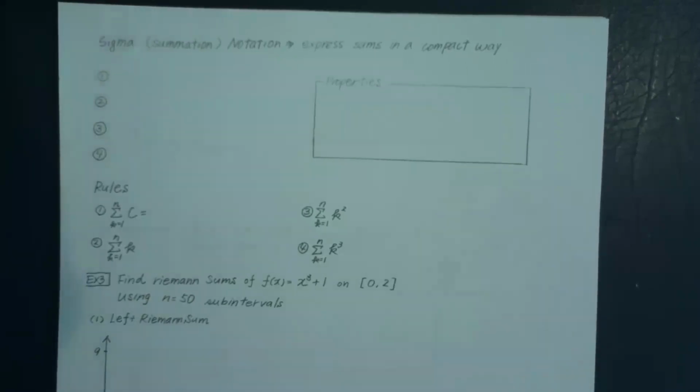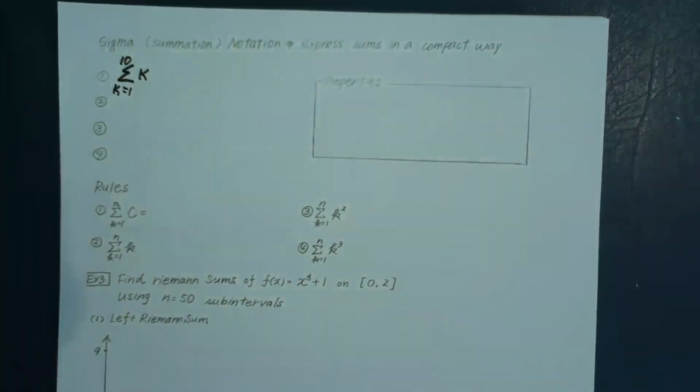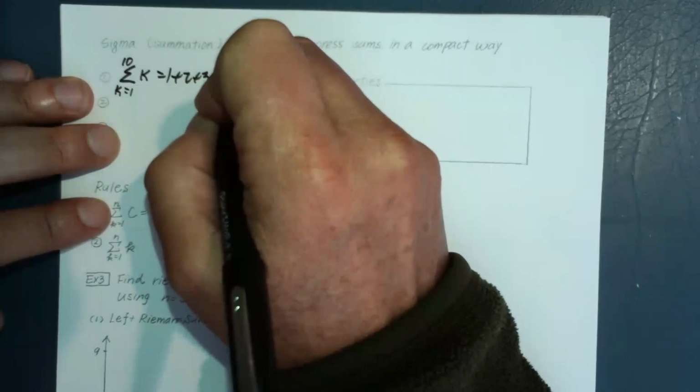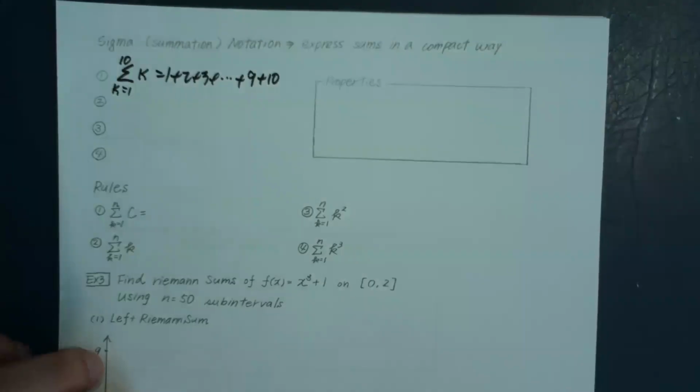All right. So first of all, this is sigma notation. And what this means is the sum of k. What this means is I'm going to have k equal 1 plus k equal 2 plus k equal 3 plus k equal 4 plus k equal 5, 6, 7, 8, 9, all the way up to 10 is what this means. The summation notation or sigma notation.